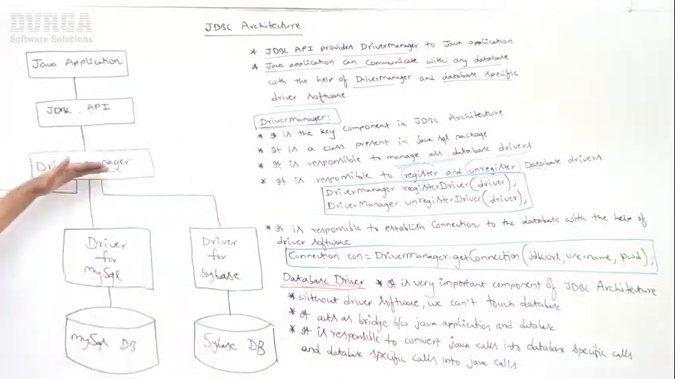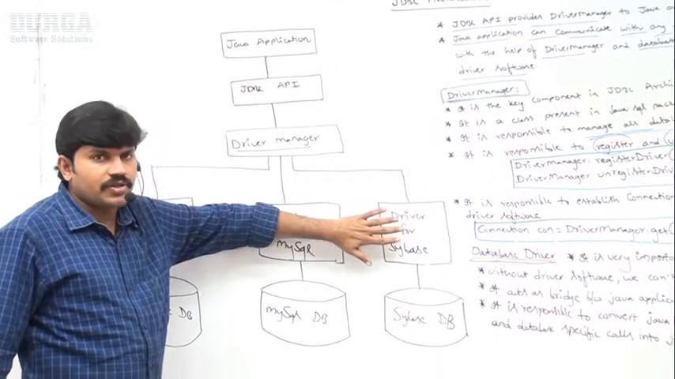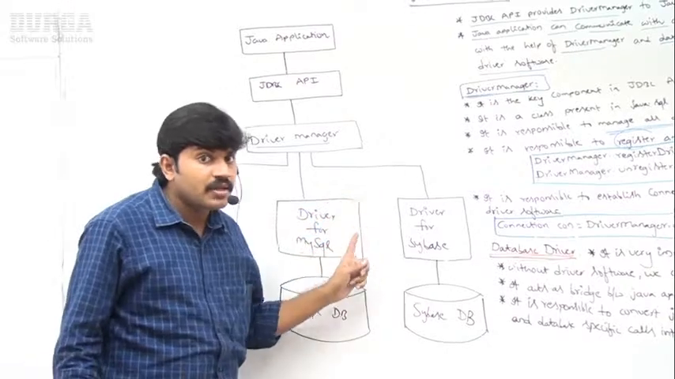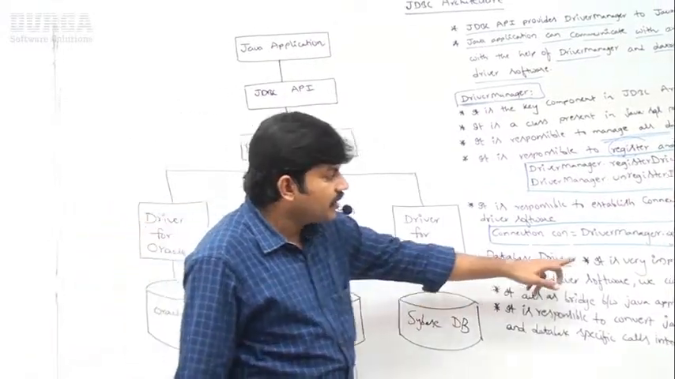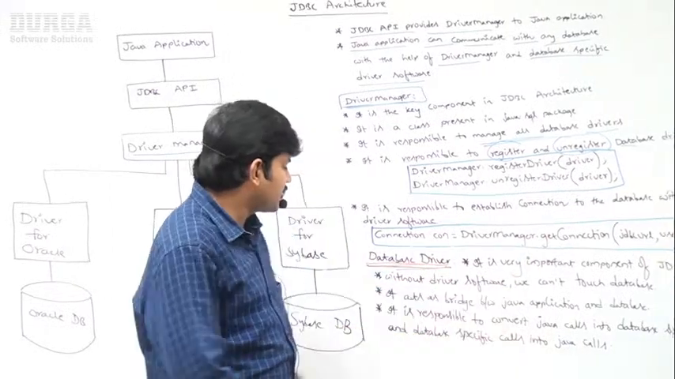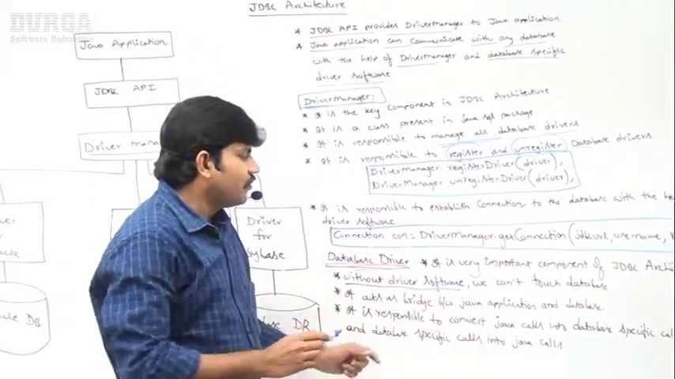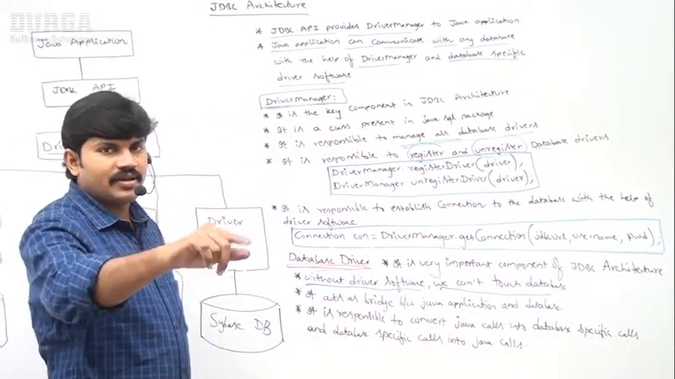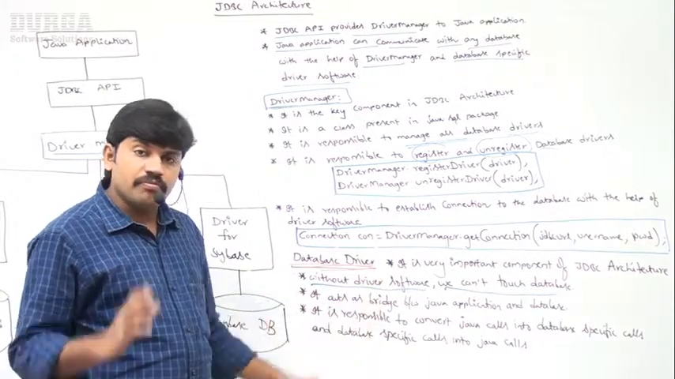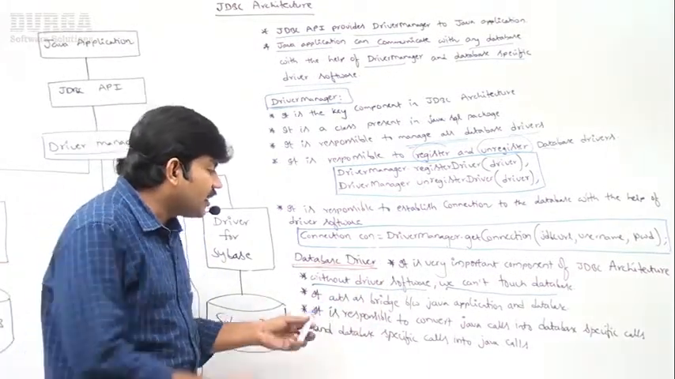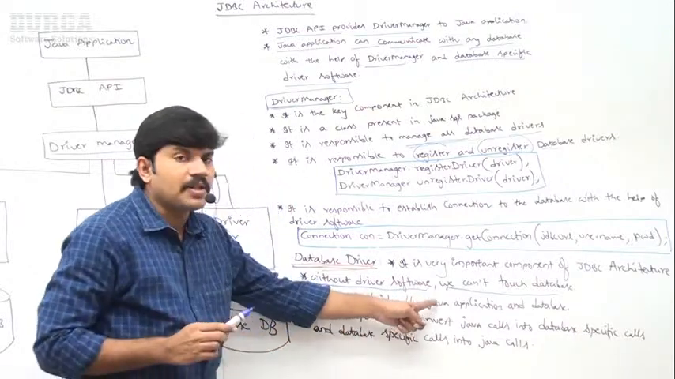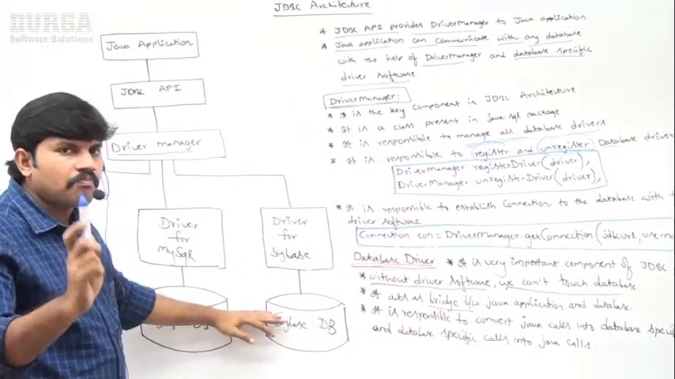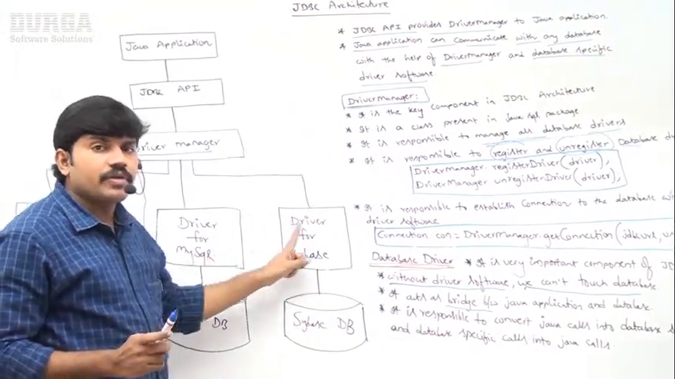Next, the very important component is driver software. Do you know? This driver software is a very, very important component in the JDBC architecture. Have you observed, right? Without the driver software, we can't touch the database. Have you remembered? Just observe that. If you want to touch the database, this driver software is compulsory. Next, it acts as a bridge between the Java application and the database. This is my application. If you want to communicate with the database, driver software must be required here.